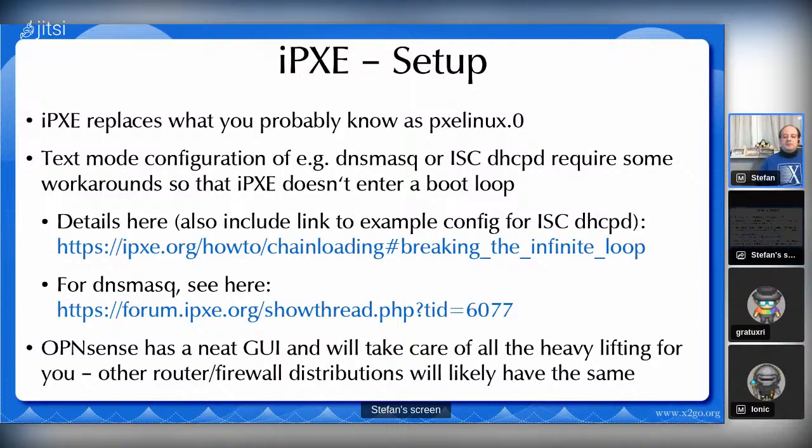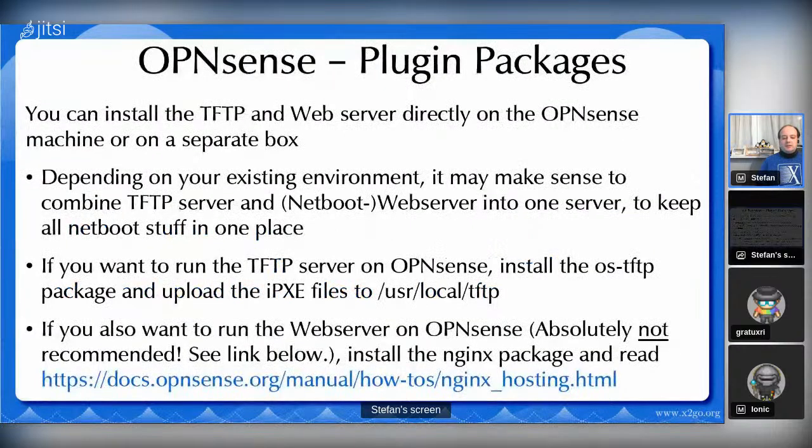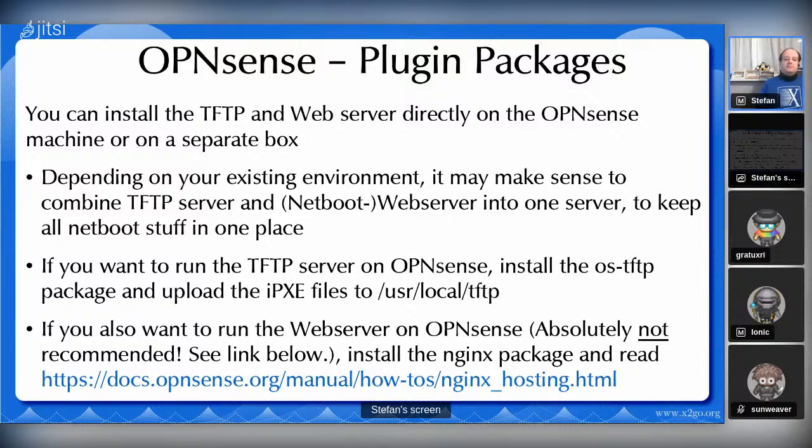The TFTP server and the web server can be installed on completely separate machines, on one machine, or even on the router itself. So I strongly recommend against the latter. If you don't want to heed my warnings, these are the plugin packages you will need for OPNsense: os-tftp and Nginx.